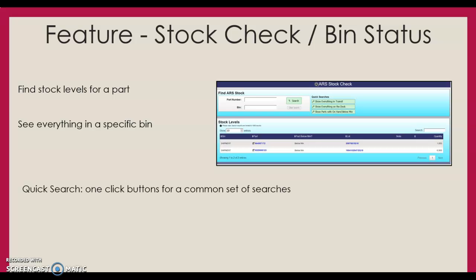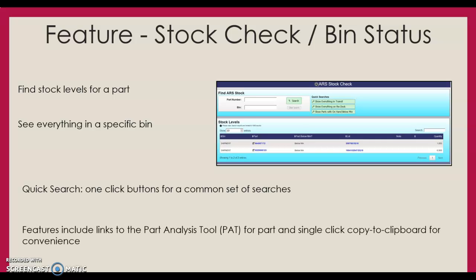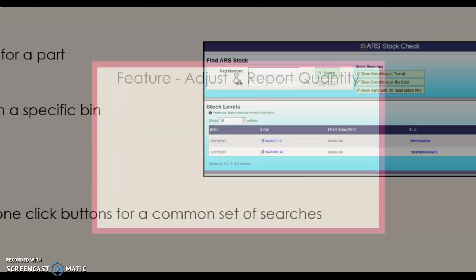Quick search, as I just mentioned, are one-click buttons for a common set of searches. Features also include links to the part analysis tool for part and single-click copy to clipboard for convenience. So you can go from this screen to your part analysis screen and copy and paste, and there's no issues.